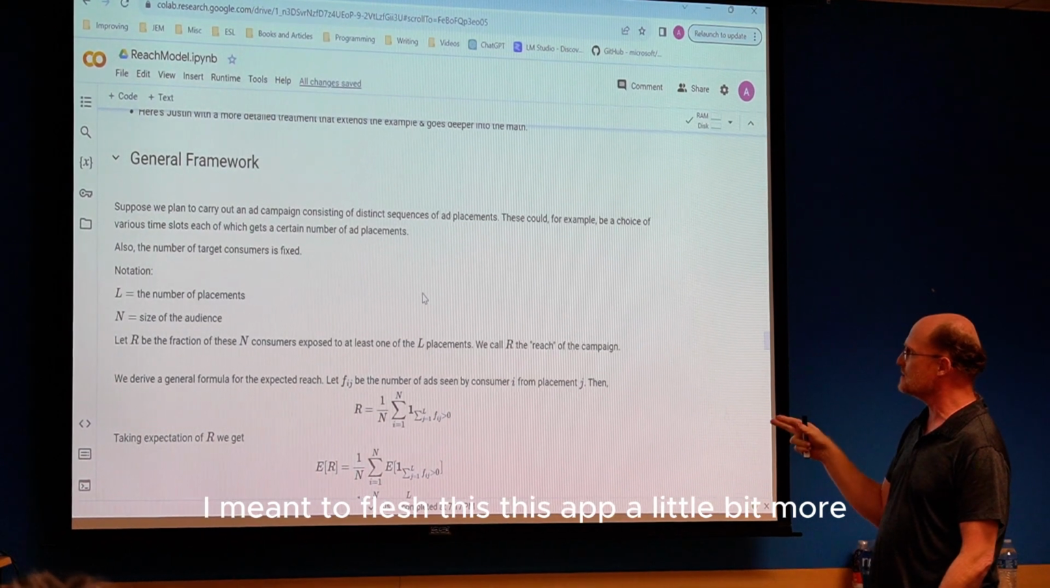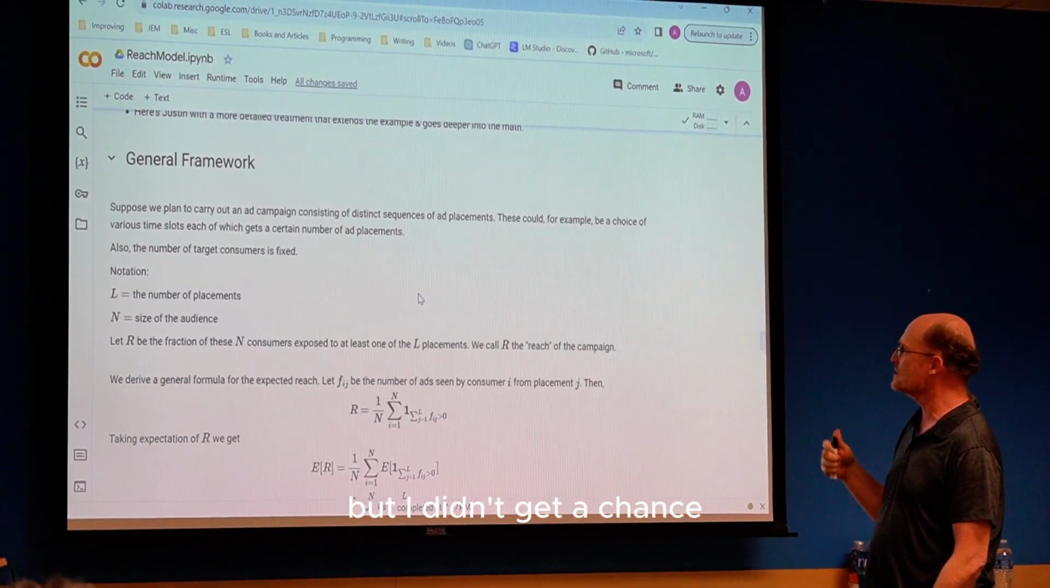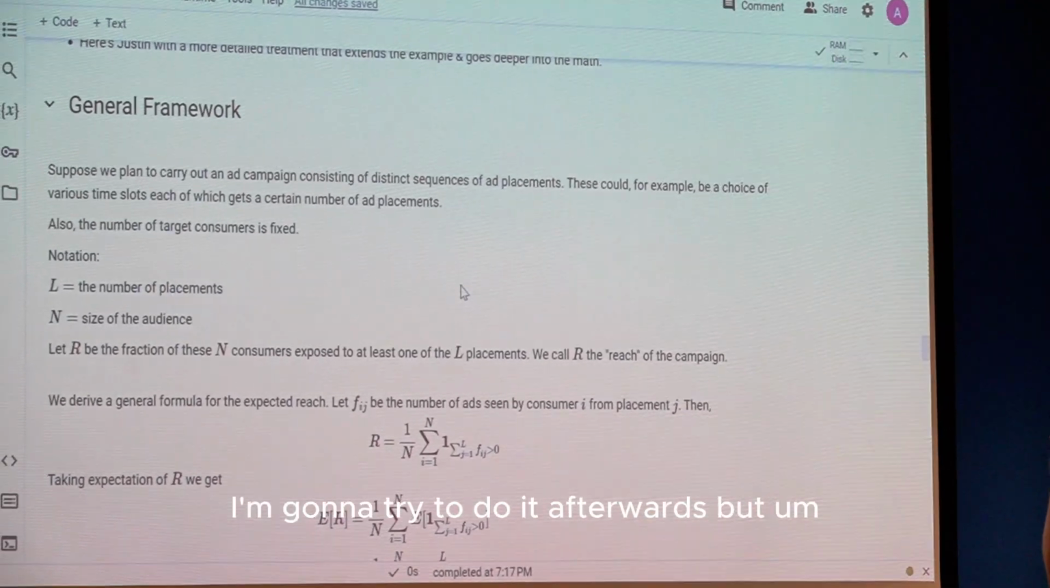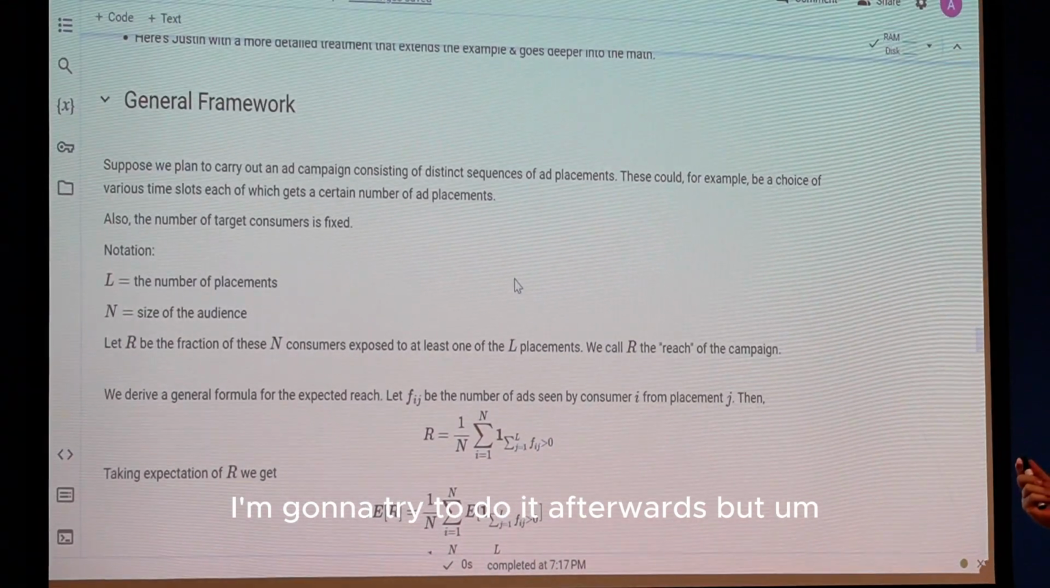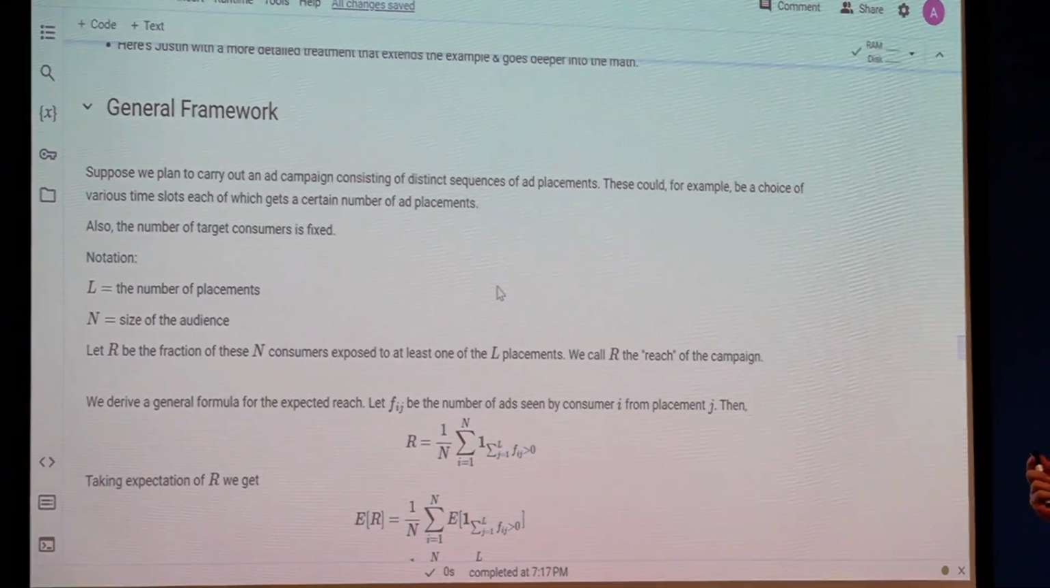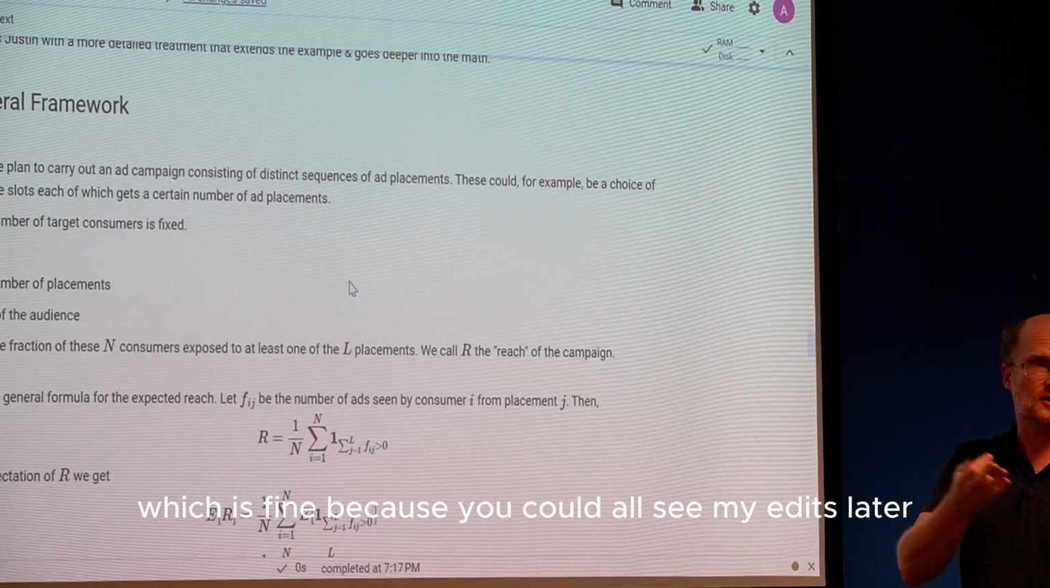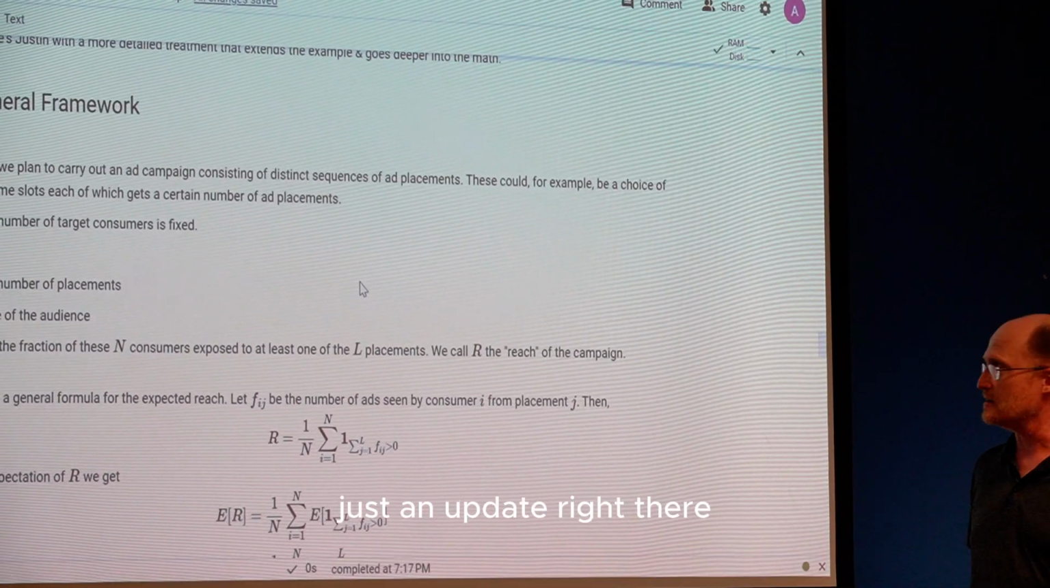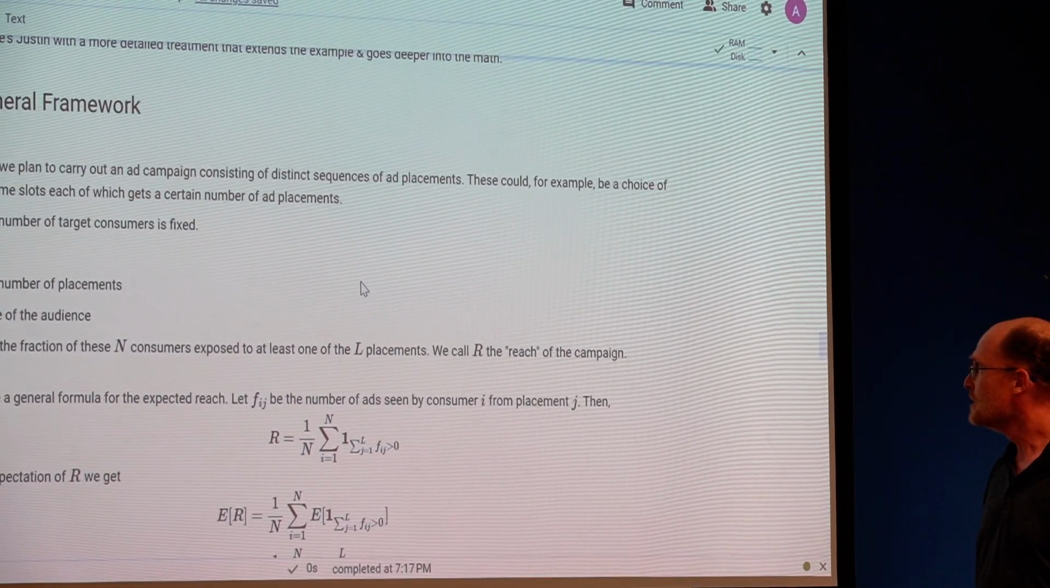I meant to flesh these out a little bit more, but I didn't get a chance, so sorry about that. I'm going to try to do it afterwards, which is fine because you could all see my edits later. It's just going to update and boom, it's going to be right there.